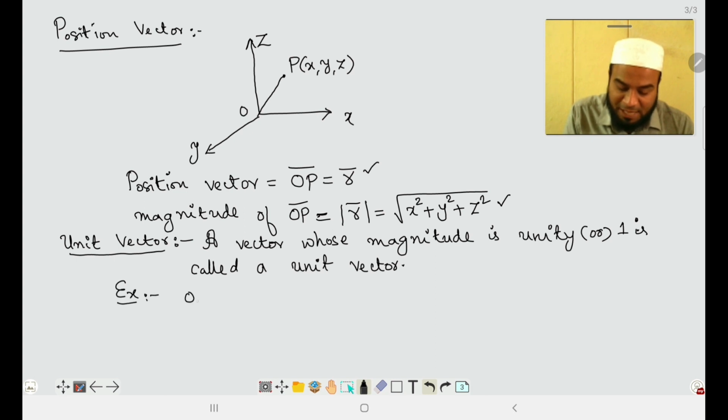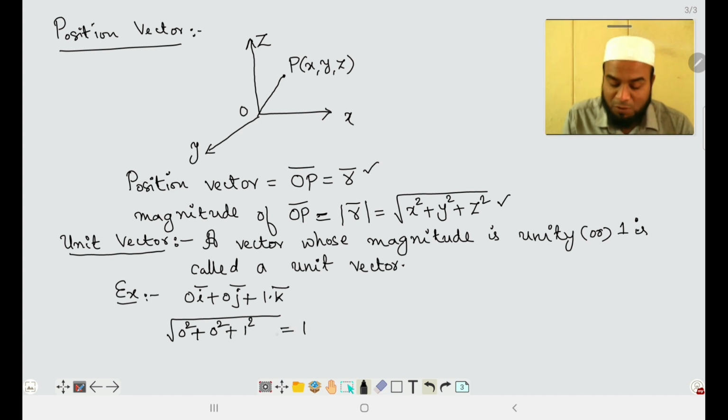If I write the vector as 0 into i bar plus 0 into j bar plus 1 into k bar, then how do we evaluate the magnitude of this vector? It is the square root of x coordinate square plus y coordinate square plus z coordinate square, that is 0 square plus 0 square plus 1 square, which is nothing but 1. So the magnitude of the vector 0i plus 0j plus 1k is 1, and such a vector is called a unit vector. This is the first example that we have seen.